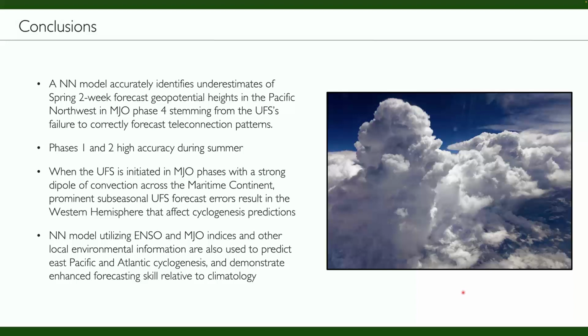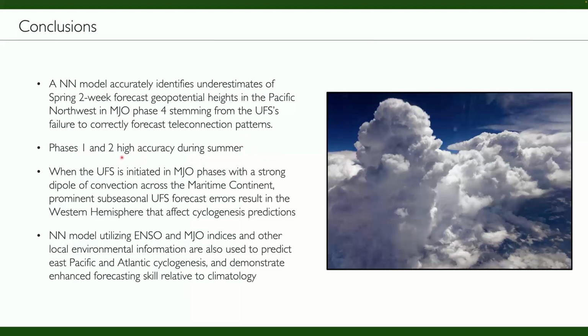Okay, so this will be my last slide, just some conclusions. I showed that a neural network model can accurately identify underestimates of spring 2-week geopotential heights in the Pacific Northwest. MJO phase 4 seems to be a particularly important phase where the network is more confident. During those phases, there are too slow and too strong MJO convective anomalies that persist throughout the forecast, and that leads to bad MJO teleconnections along the US West Coast.